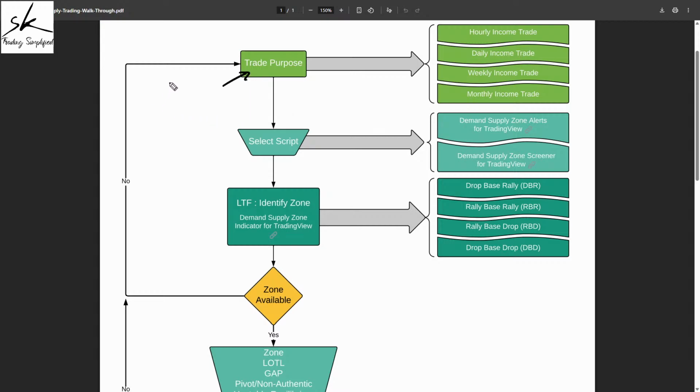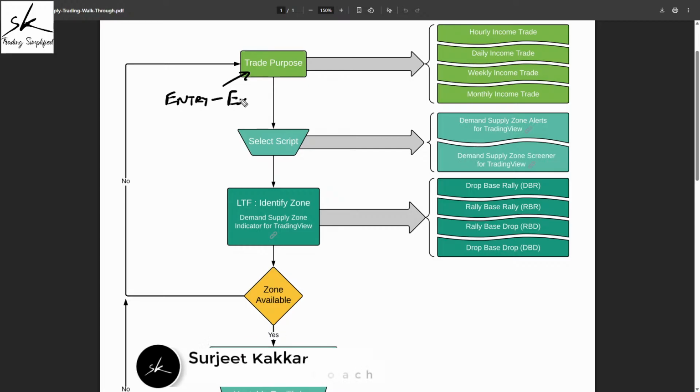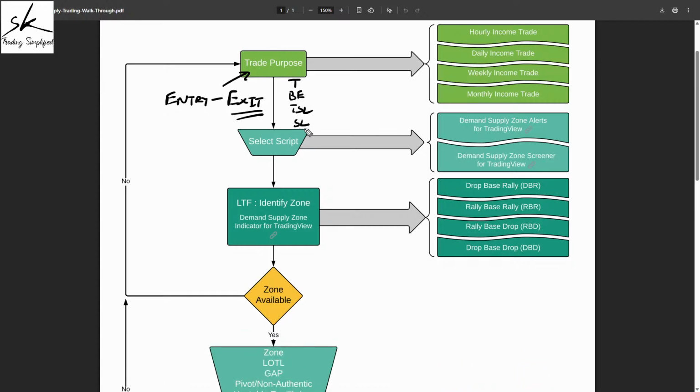Now, what do we mean by trade purpose? Trade purpose basically implies the expected duration of the trade, and the duration of the trade is from the time we enter the trade to the time we exit the trade. Now, the exit can be the target, the exit can be break even, the exit can be the trailing stop loss, the exit can also be the stop loss, any kind of exit. So do not assume that by exit, I only mean profit exit. Exit can be in profit, exit can be in loss, exit can also be break even, any kind of exit.